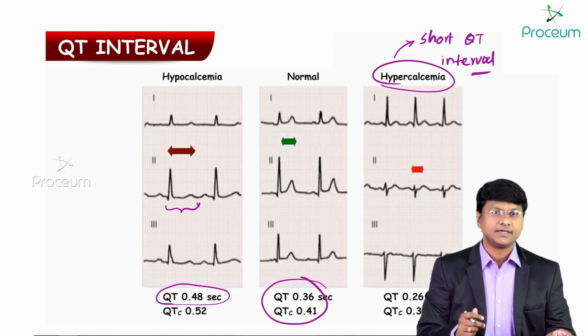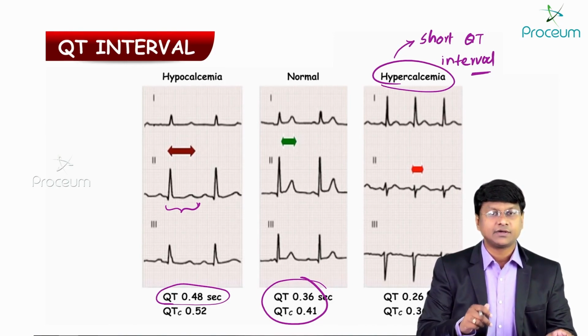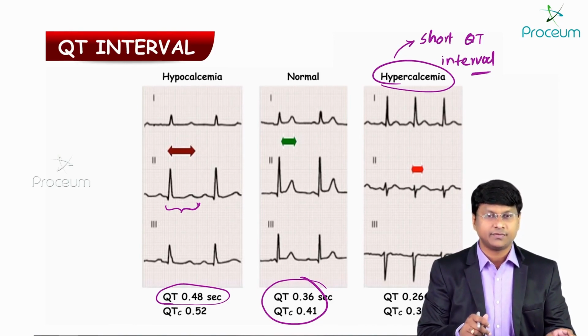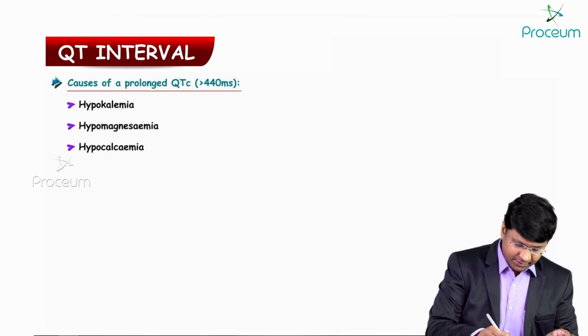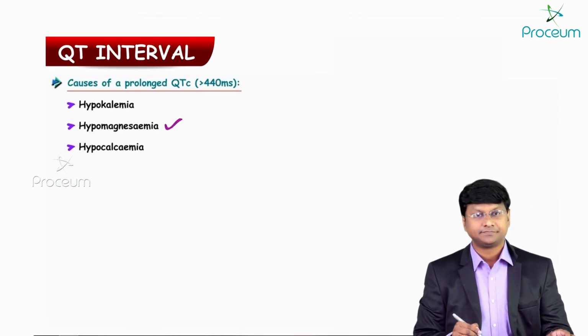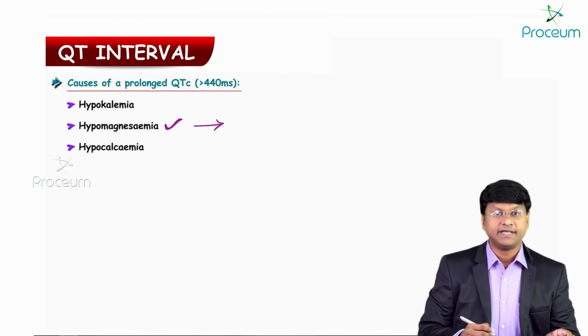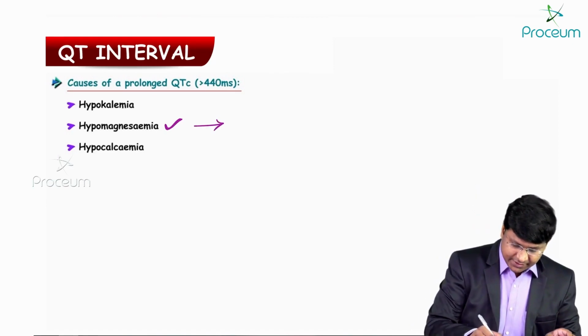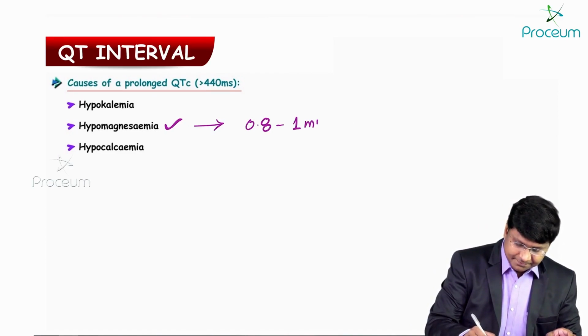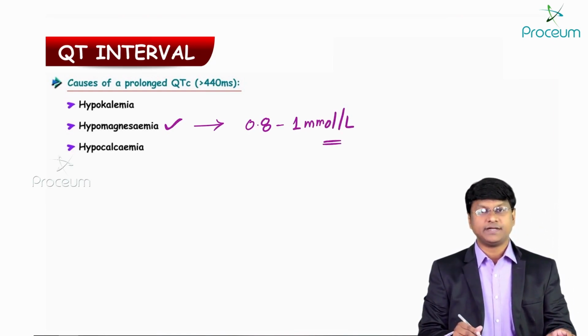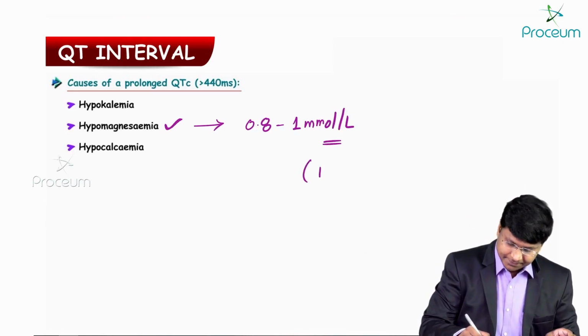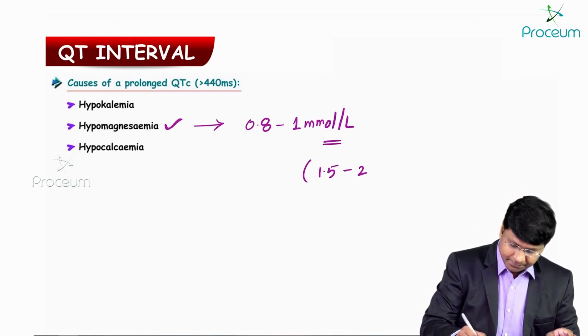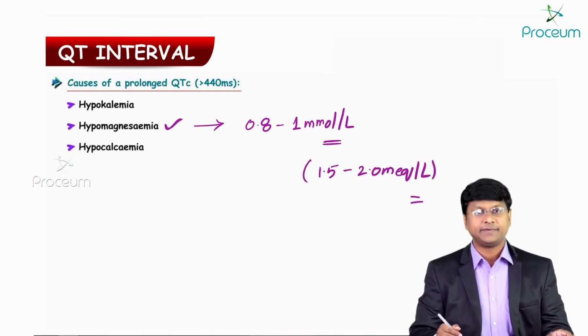Now, apart from hypocalcemia, the other electrolyte abnormality where you will have the prolonged QT interval is in patients with hypomagnesemia. Normal magnesium levels are 0.8 to 1 millimole per liter. That is equivalent to 1.5 to 2 milliequivalent per liter.